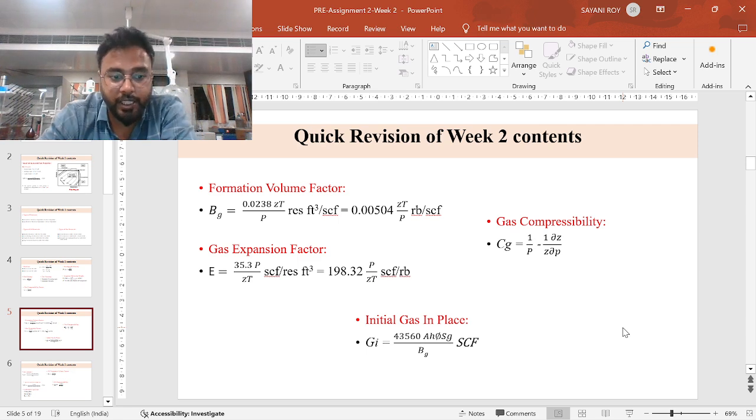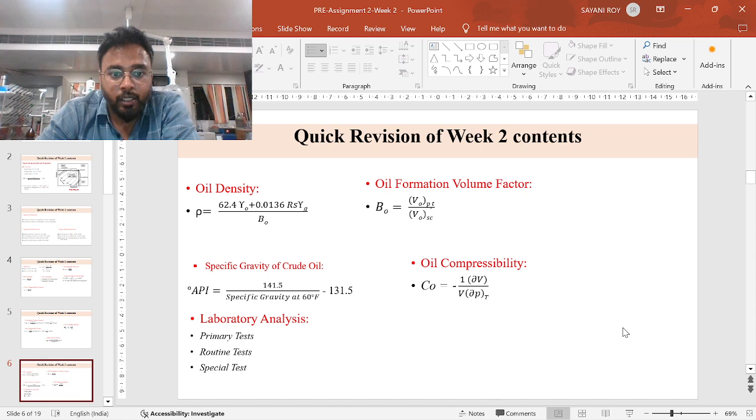Okay, let me go to the next slide. Next, we'll be coming to oil properties. For oil density, the formula is rho equal to 62.4 specific gravity of oil plus 0.0136 Rs times specific gravity of gas, divided by Bo. Rs is the solution gas ratio, and Bo is the oil formation volume factor.